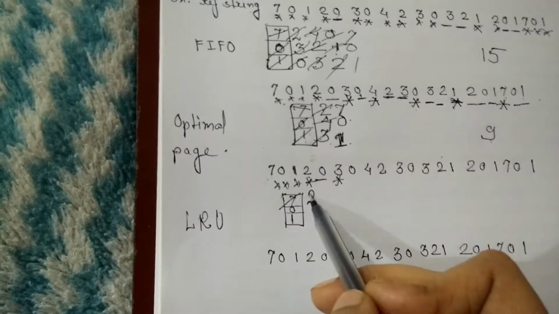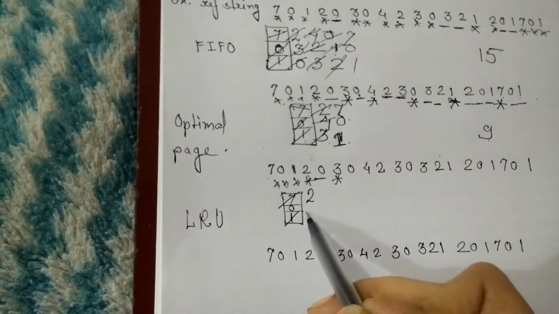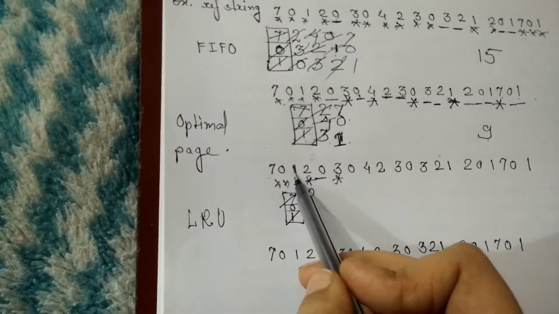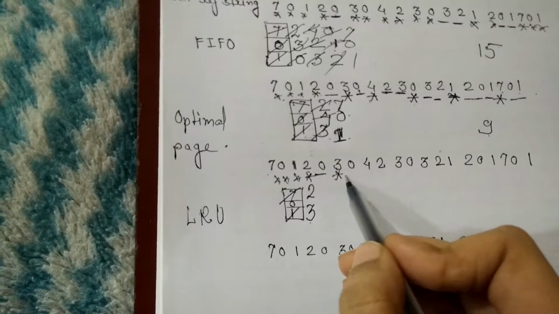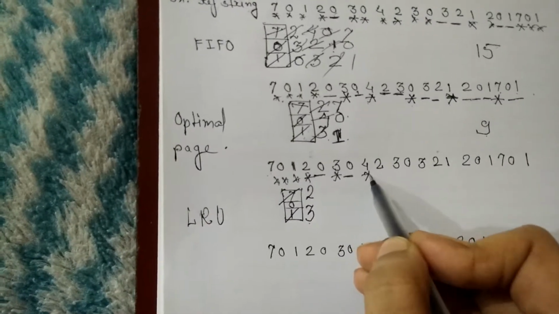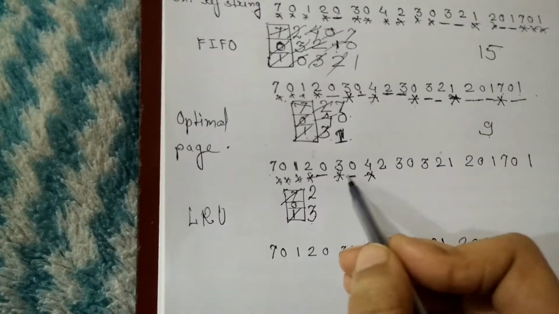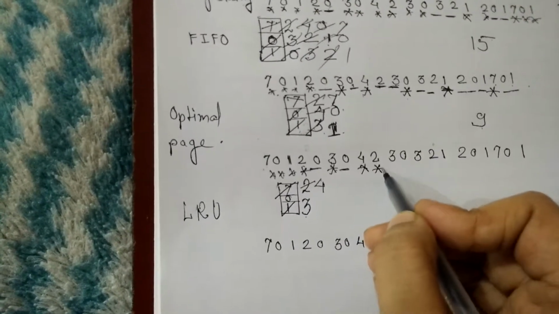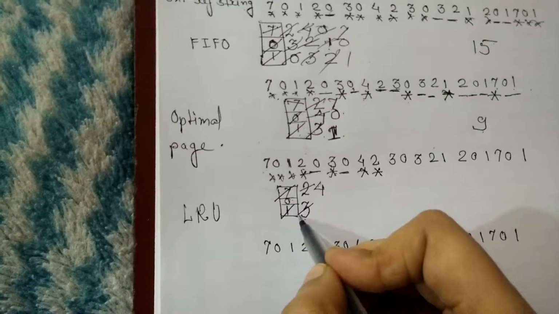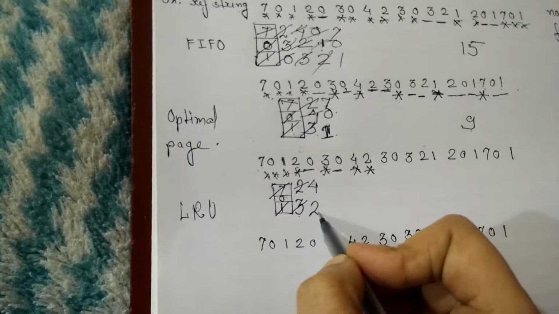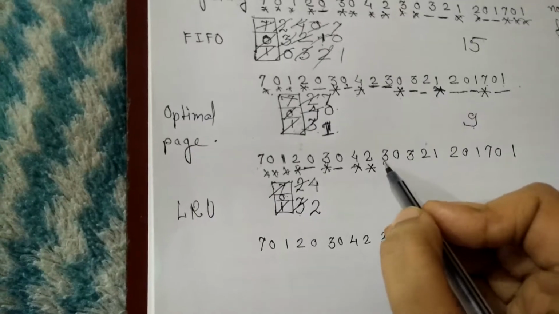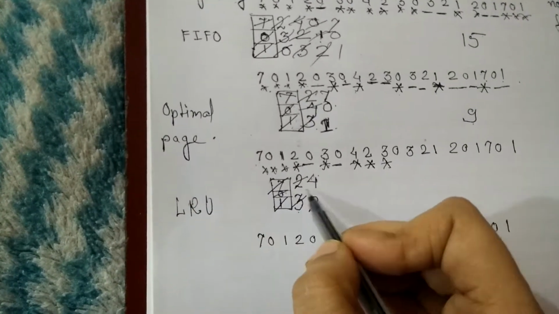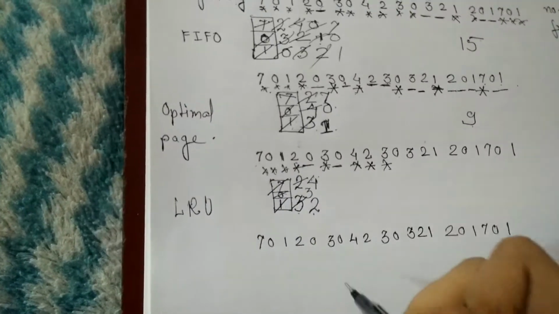Now before 3, 0 and 2 is used but 1 is not used, so for 3 the least recently used is 1, so it will replace 1. 0 will not be replaced. For 4 again there is a page fault and 0 and 3 are referred soon, so it will replace 2. Then for 2 there is a page fault. 0 and 4 are referred but 3 is not referred, so it will replace 3 over here. For 3 there is a page fault. For 3, 4 and 2 is used but 0 is not used, so 0 will be replaced by 3.